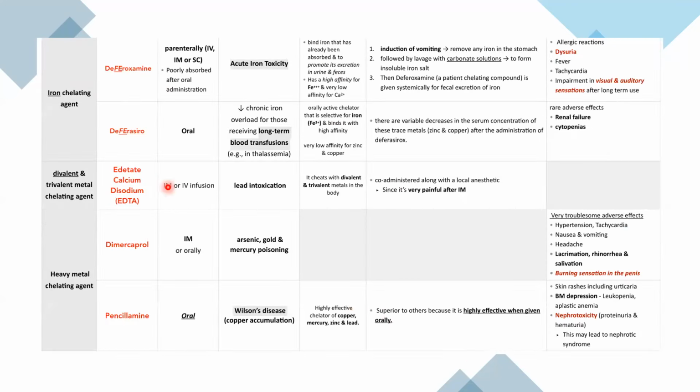And here, all you need to know is when we use each one. For lead, it's EDTA. For arsenic, gold, and mercury, it's dimercaprol. For Wilson's, it's penicillamine. And know the side effects in red and in bold. I tried my best to look for mnemonics or make them myself, but I couldn't. So please, just give this a good read and know which iron chelating agents are oral and IV.